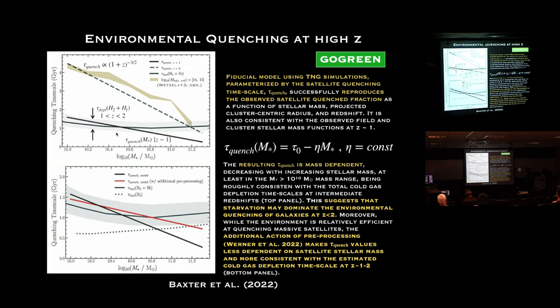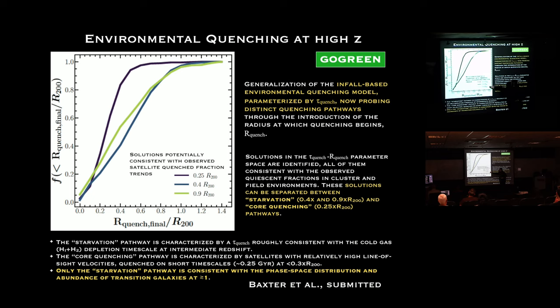But we've been trying to find solutions if there are different pathways for quenching within the clusters, and not only considering that the galaxy starts to become quenched when it enters R200, the virial radius, but let's see if we find other ways at different radii in the cluster environment when the quenching of the star formation starts, and then we define this R quench as the cluster-centric radius at which the quenching of the galaxies starts.